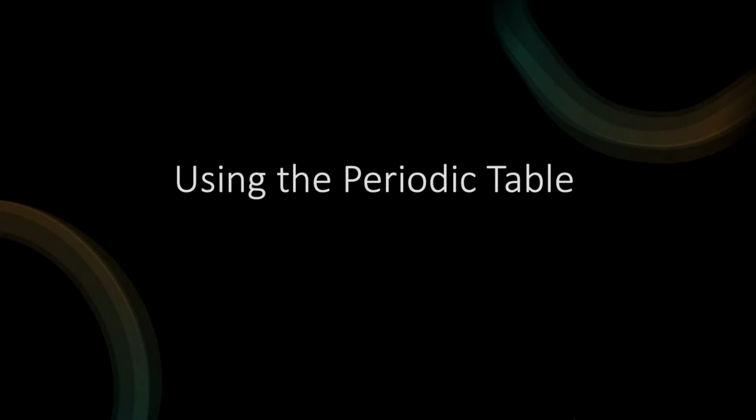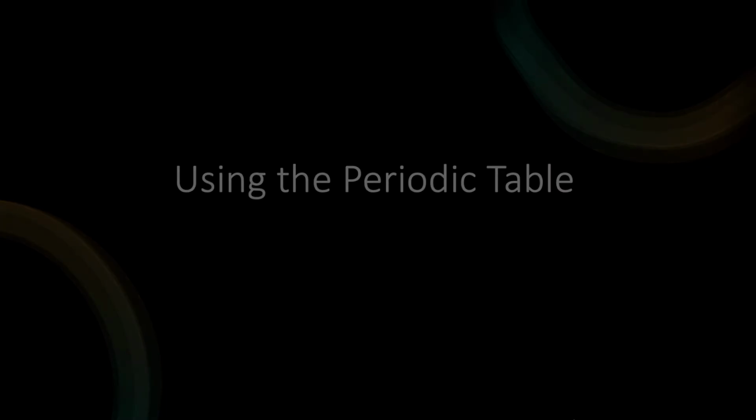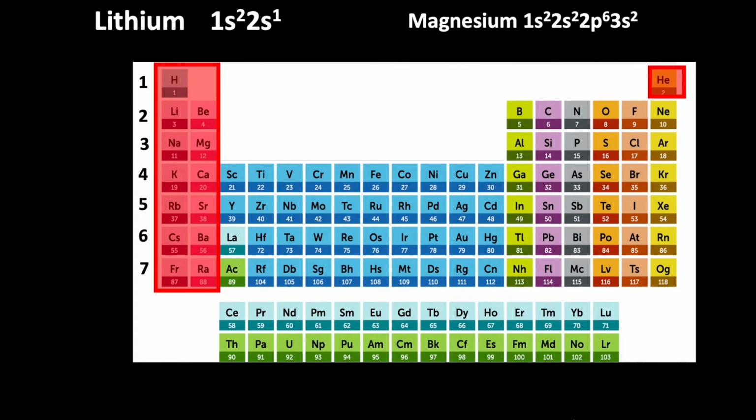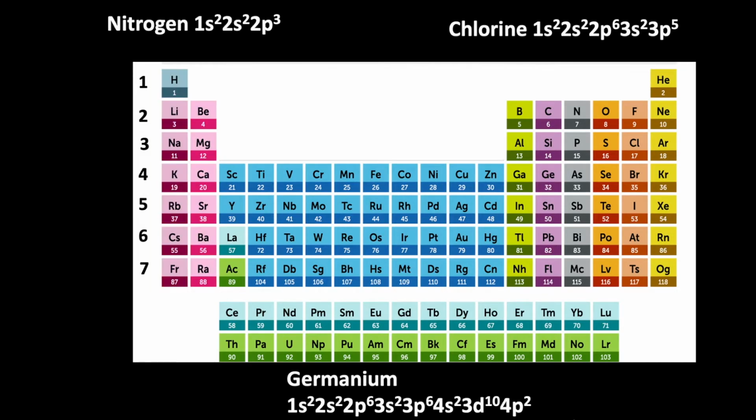Right, so how can we use a periodic table to help us work these out? Let's go back to our old friend, the periodic table. We find out for all those highlighted in red, the highest energy electron is in the s subshell, and therefore they are all called the s block. Now let's look at nitrogen, chlorine, and germanium. You notice their highest electron is in the 2p subshell.